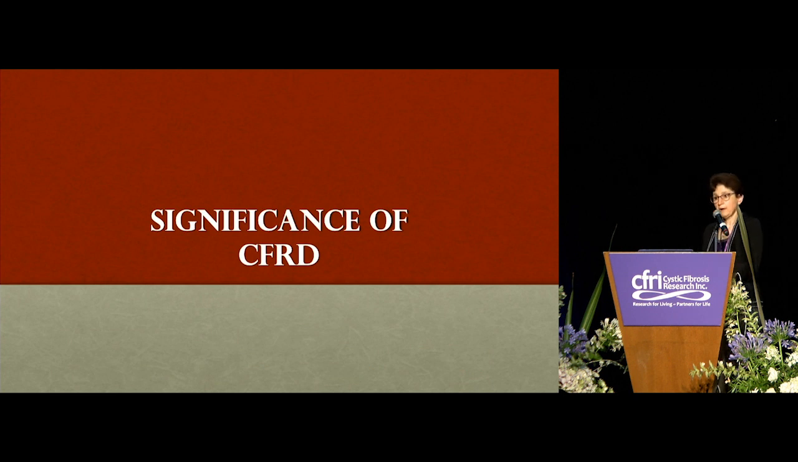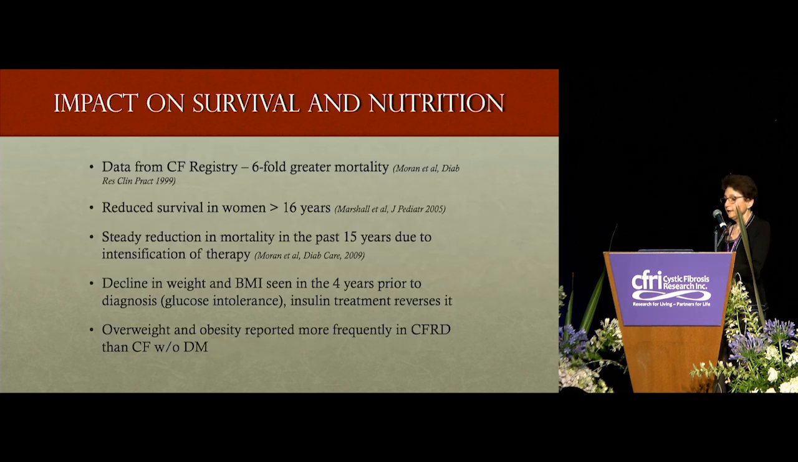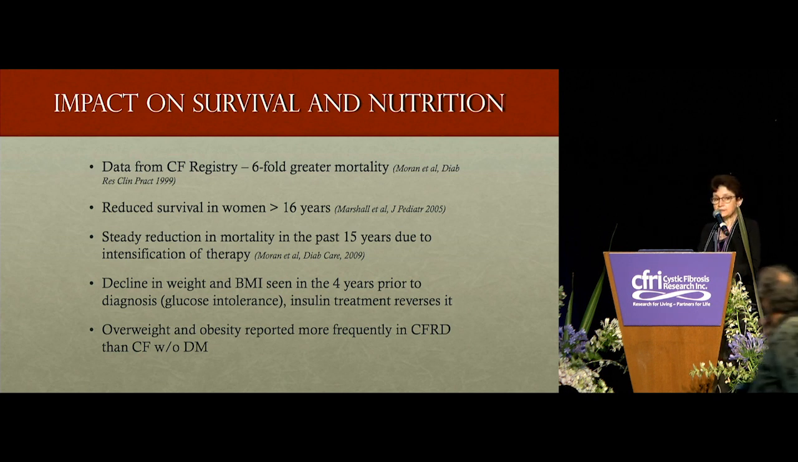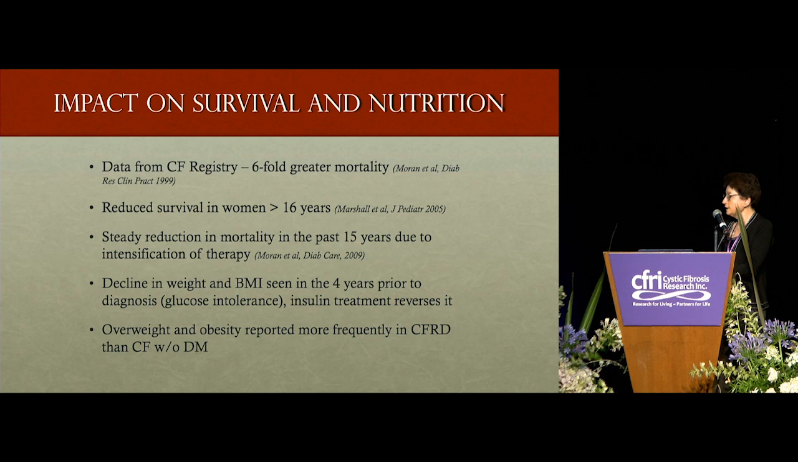Why do we need to worry about CFRD, and why do we need to try to control it as best as we can? What kind of impact does it have on nutrition and survival? There's data from the Cystic Fibrosis Registry that there is about 6-fold greater mortality in individuals who have CFRD compared to the ones who don't.